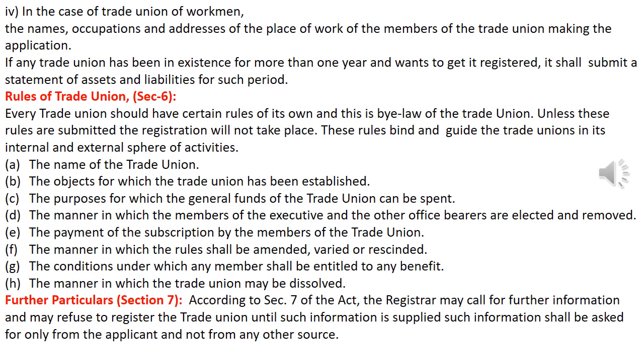Next, if any further particulars are asked by the registrar, those are mentioned under section 7. The registrar may call for further information and may refuse to register the trade union until such information is supplied by the applicant and not from any other source. So the registrar will call and say, so and so information is not supplied by you, so give that information. Until those further particulars are supplied, I cannot register your trade union. So he will call the applicant. These are all the things mentioned under section 7.